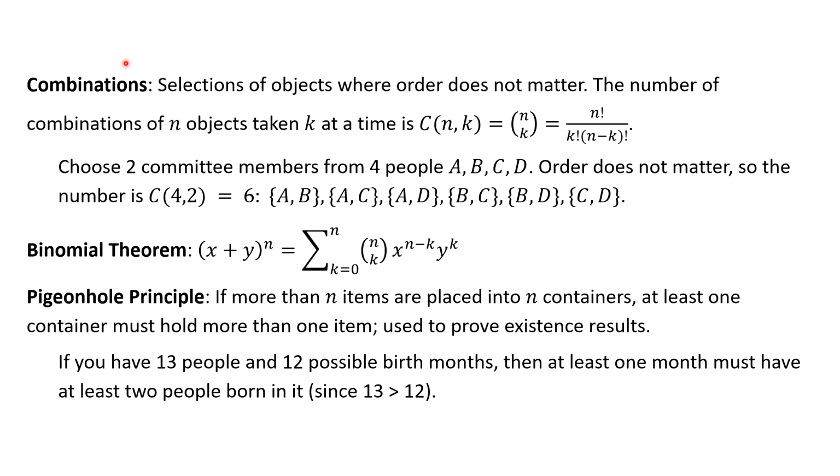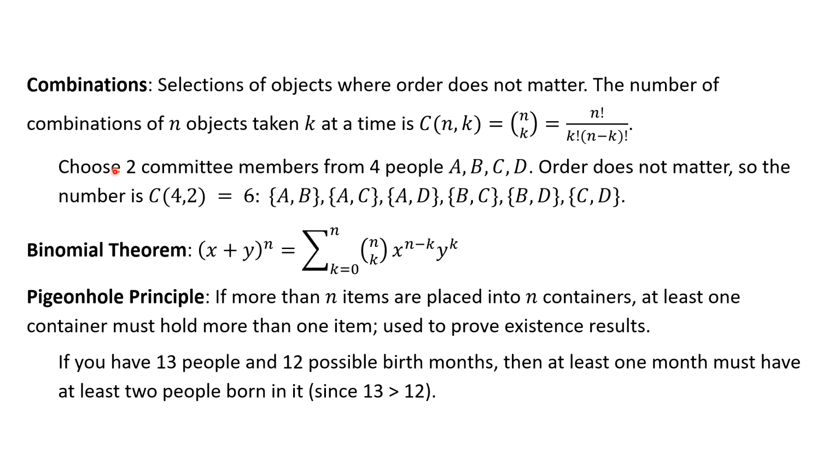Next, we have combinations. This is similar to permutations, where you have n objects taking k at a time. However, the order doesn't matter. And this is the formula. It looks similar to the permutation formula, except now you're dividing by a k factorial because you don't care about the order of the items selected.